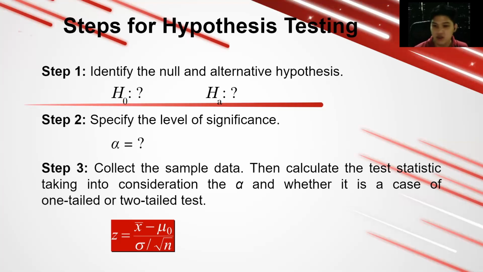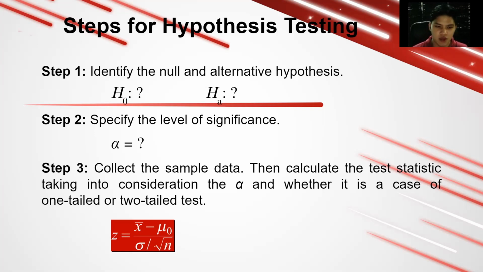Practice makes perfect. For step two, specify the level of significance. Step two is usually a given in hypothesis testing, especially in exams. Usually the question would already specify the level of significance, whether the alpha is 0.10, 0.05, or 0.01. So it's already specified, and that's basically a given.